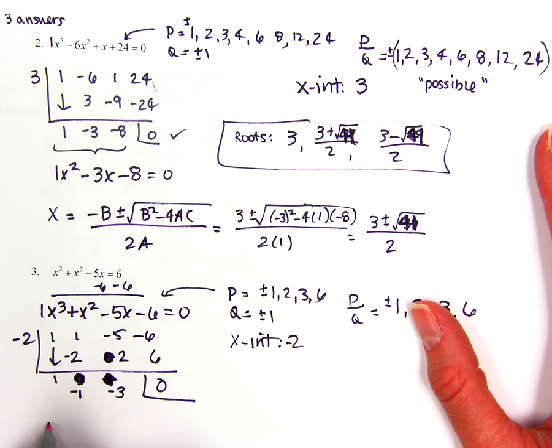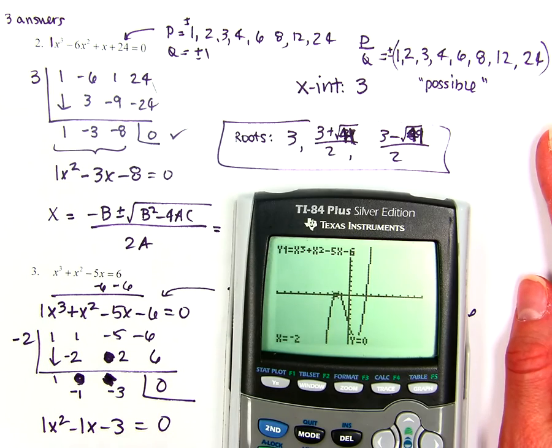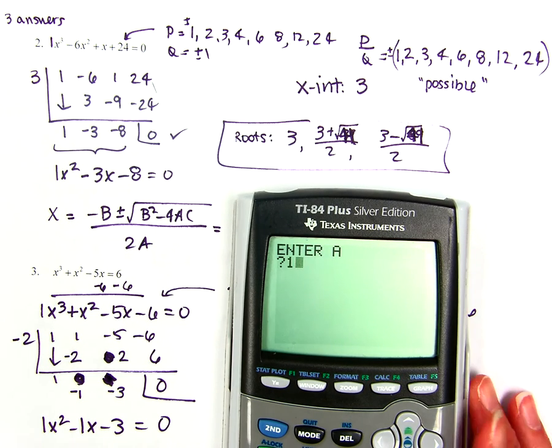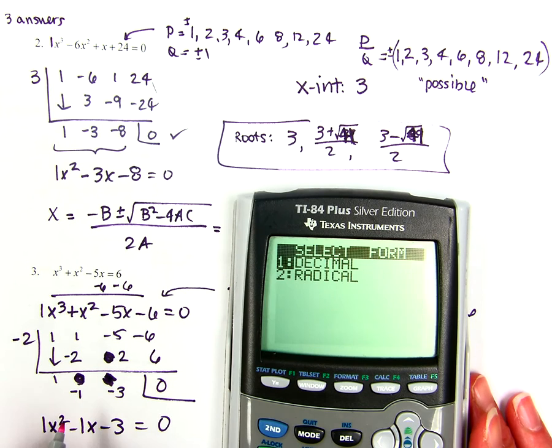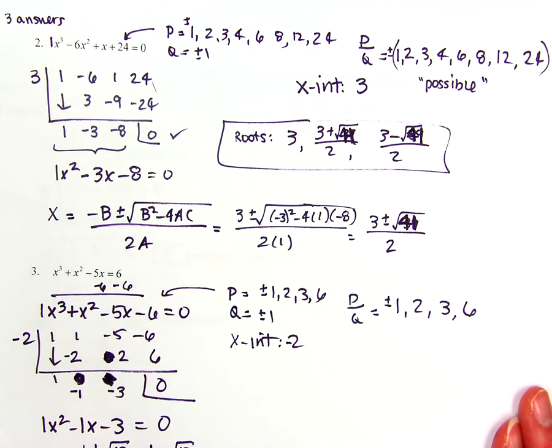All right, so this is a quadratic, so 1x squared minus 1x minus 3. And then I'm going to use my a-quad program just to make it faster. And I'm going to type in a, b, and c. So 1, negative 1, and negative 3. And I want a radical. So my answers are (1 plus square root of 13) over 2 and (1 minus square root of 13) over 2. And remember, you're supposed to have 3 answers, so there's 1, 2, and don't forget negative 2. Those are all my roots.